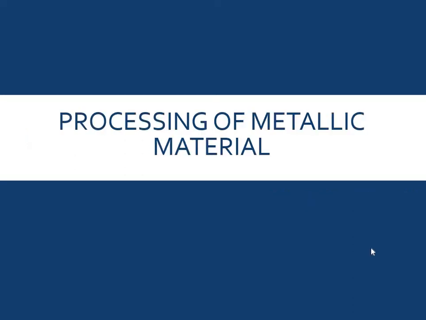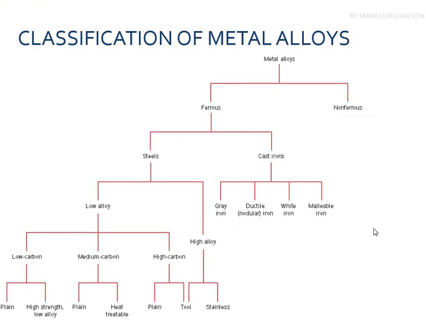In this video, we'll be discussing the processing of metallic materials. First of all, let's see the classification of metal alloys. Metal alloys are classified into two types: one is the ferrous alloys, and the other is the non-ferrous alloys. Then the ferrous alloys are further classified as steels and cast irons.